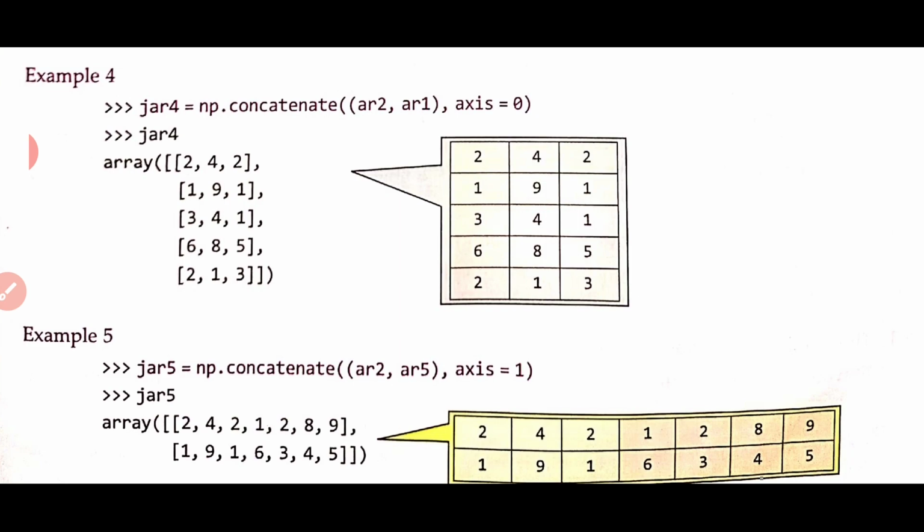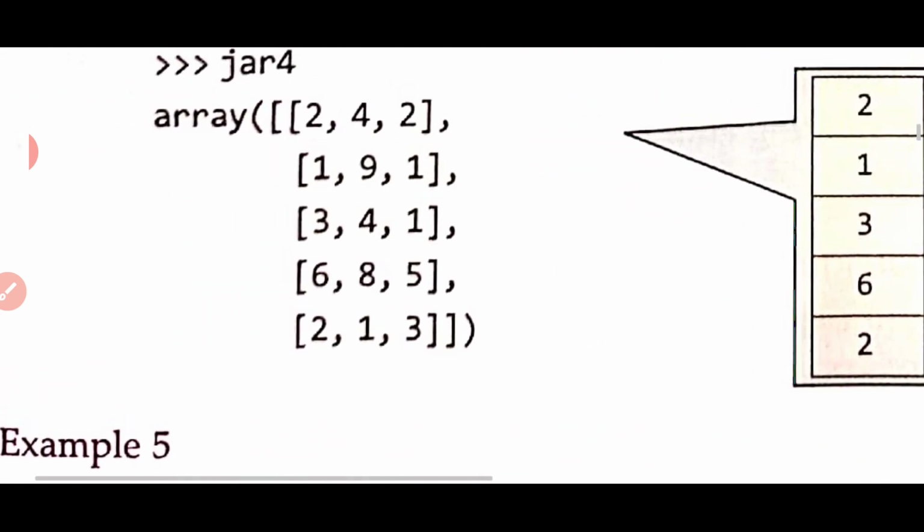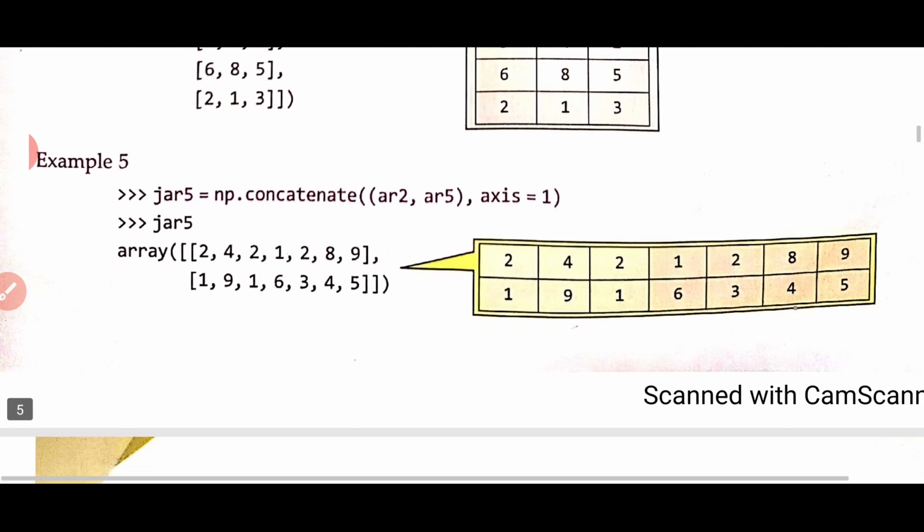On axis 0 we are adding AR2 comma AR1. So axis 0 means downward. After the elements of AR2, the elements of AR1 will come. So AR2 elements are 242, 191. These are the two elements of AR2, and AR1 elements are 341, 685, 213. So these two arrays are going to be added, and the resultant array is saved inside the JAR4. So when we write JAR4, this is our resultant array that is visible. Good. Now example number 5.